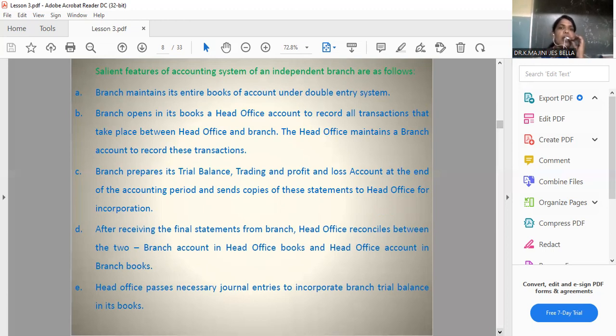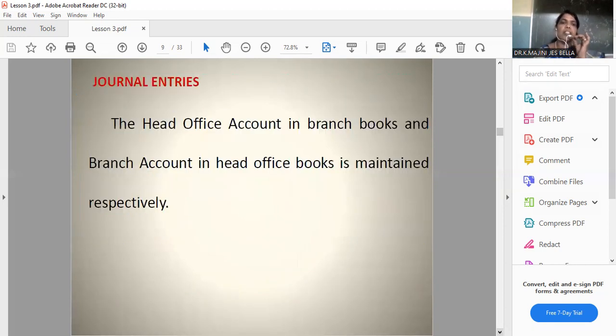The next point is the branch prepares its trial balance, trading account, and profit and loss account at the end of every accounting period and sends the copies of these statements to the head office for its incorporation. The next point is after receiving the final statements from the branch, head office reconciles the balance between the branch account in head office books and the head office account in branch books. The next point is head office passes necessary journal entries to incorporate the branch trial balance in its books.